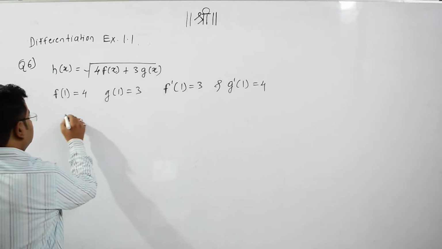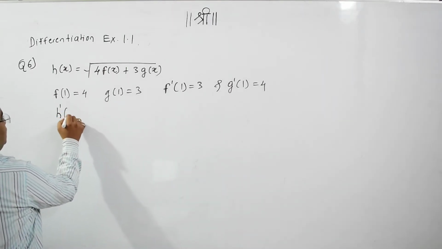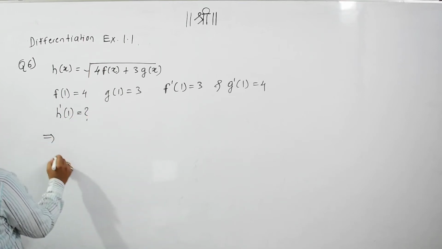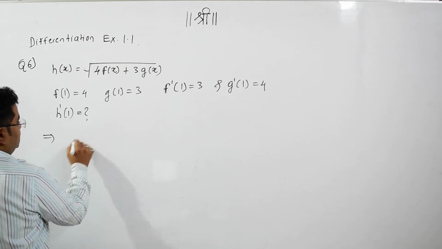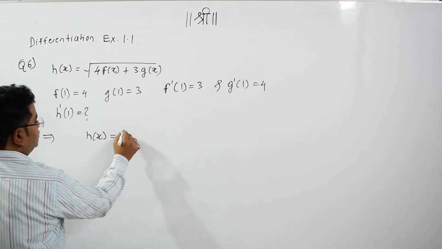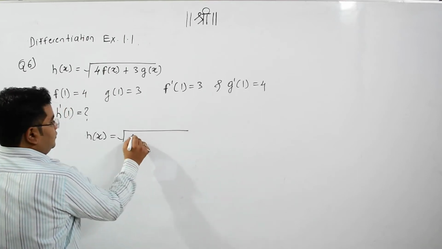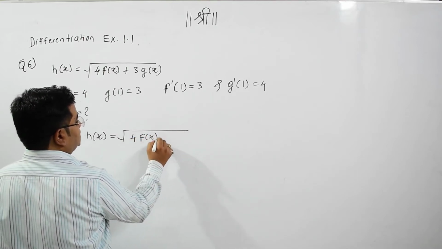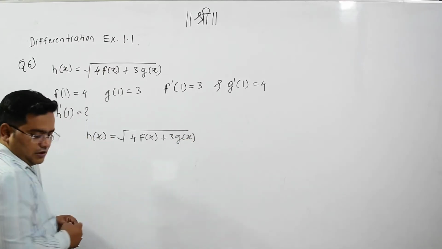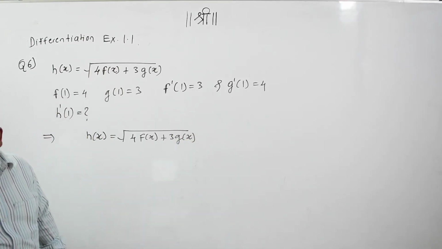Common sense, h dash of 1. Okay, that's what they have asked us. Now simply given what we have, h of x is equal to under root of 4 times f of x plus 3 times g of x. Now simply differentiate both sides.